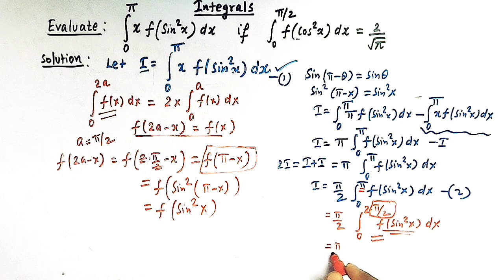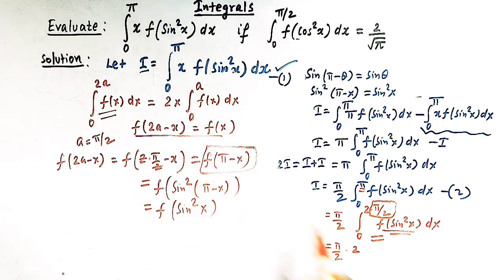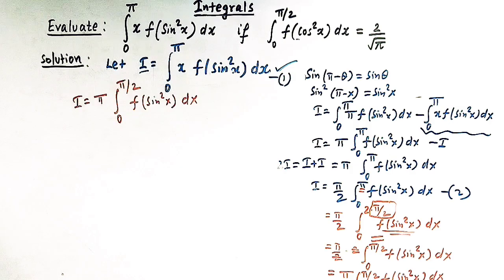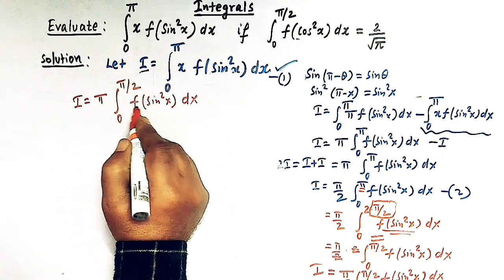So we can now write pi by 2, and here we have this 2, because 2 times integral from 0 to a f of x dx. So we have 0 to pi by 2, and here we have f of sine square x dx. Now this 2 and this 2 get cancelled, and we have pi times 0 to pi by 2 and f of sine square x dx. So now this integral I is equal to this one, pi times 0 to pi by 2 f of sine square x dx.